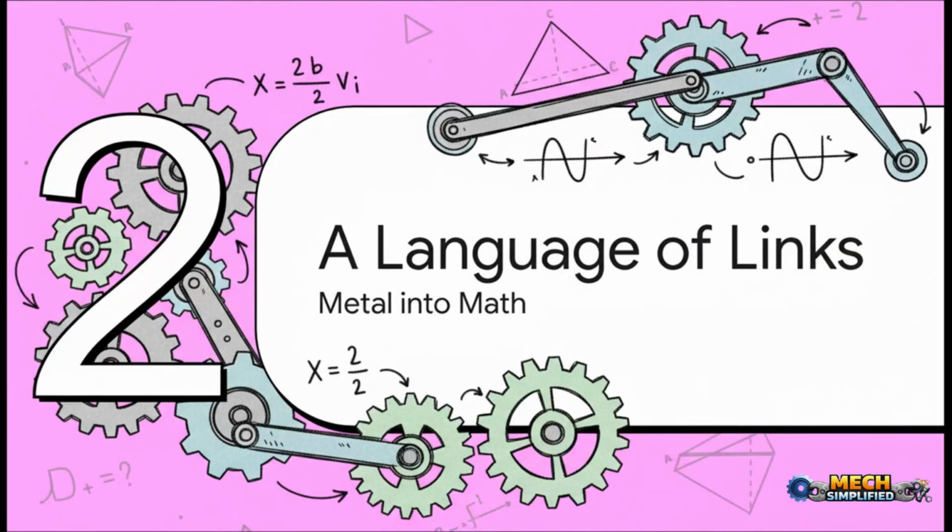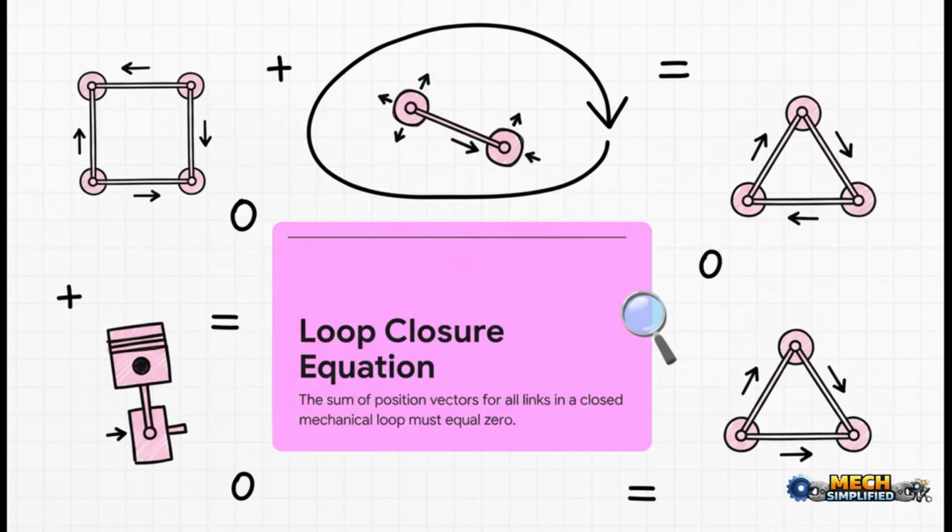And that brings us to this absolutely elegant solution known as Raven's approach. You can think of it as a special kind of Rosetta Stone, one that translates the physical parts of a machine into the universal language of mathematics. The entire system is built on one incredibly powerful but surprisingly simple idea, the loop closure equation. All it says is this: if you start at one point on a machine and you trace a path all the way around the links back to where you started, all those little arrows representing the parts, the vectors, have to add up to 0. That's it. This simple rule lets us create a perfect mathematical map of any machine.